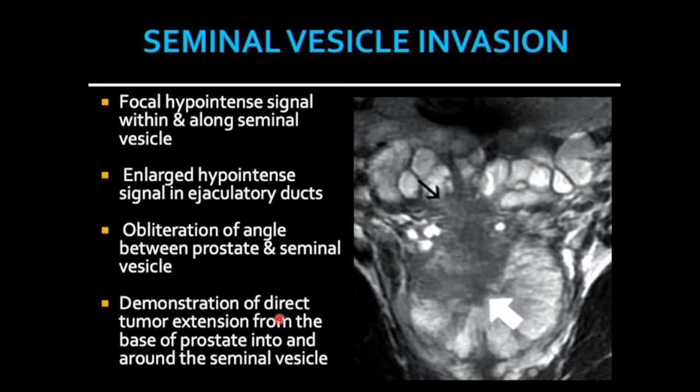Now for seminal vesicle invasion, again one very important sign. Generally the seminal vesicles are fluid filled because they are filled with seminal fluid, and they are hyperintense on the T2 weighted images. So if you see any focal hypointense signal within and along the seminal vesicles as you are seeing there, or a hypointense signal in the ejaculatory ducts on either side, or obliteration of the angle that you are seeing between the prostate and the seminal vesicles, or direct tumor extension from the base of the prostate into and around the seminal vesicles, any of these you see, you must raise the suspicion of seminal vesicle invasion. It is very important. It will change the management of this patient.